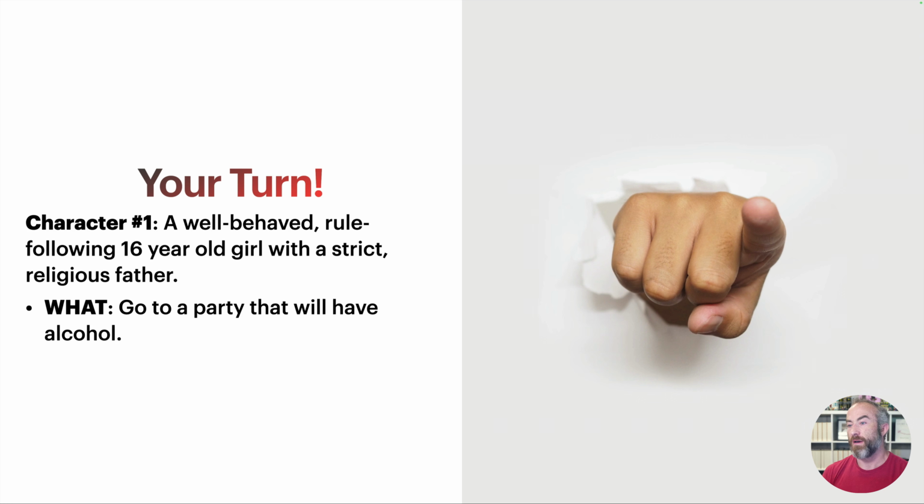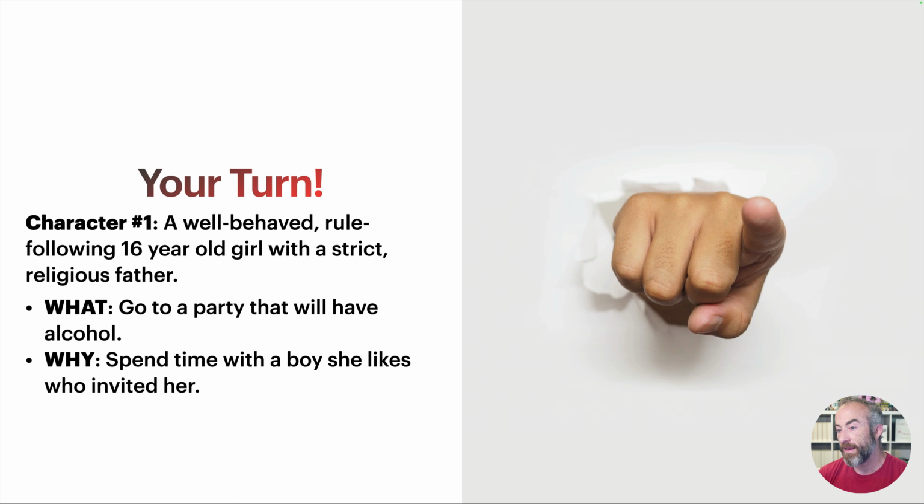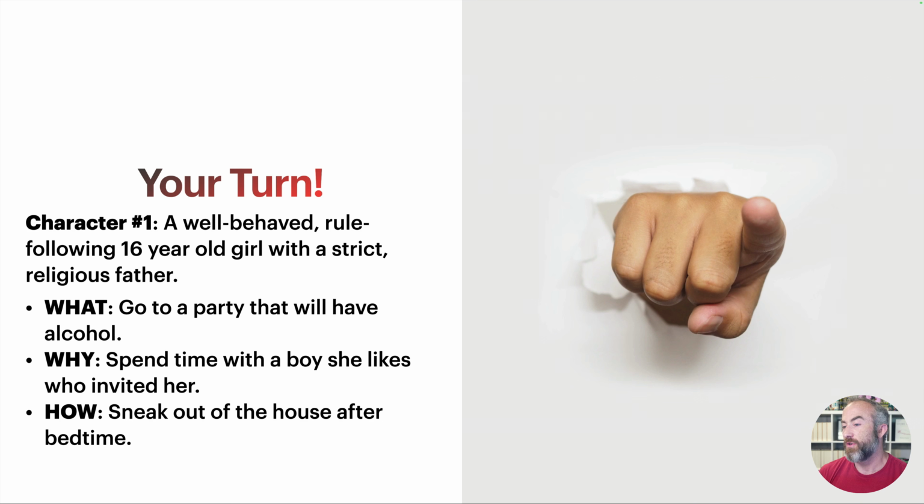And what she wants is to go to a party that will have alcohol. Now, she wants to go to a party, and that party just happens to have alcohol. The why is she wants to spend time with the boy that she likes who invited her to go to the party. And because she's pretty sure her dad's not going to let her go, she wants to do it by sneaking out of the house after bedtime.